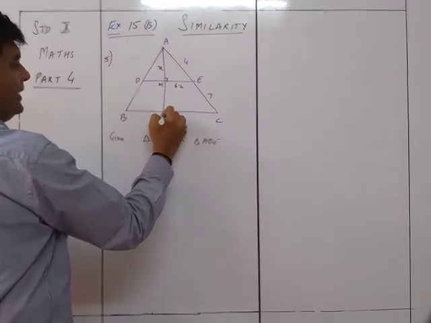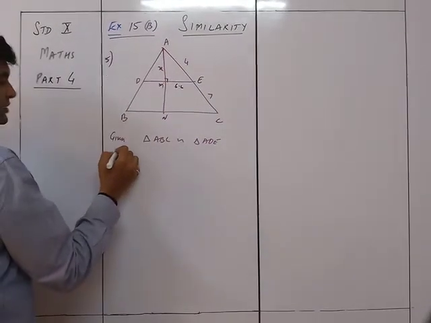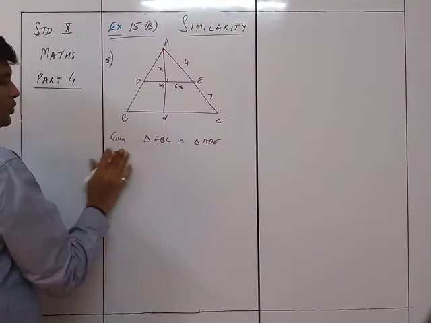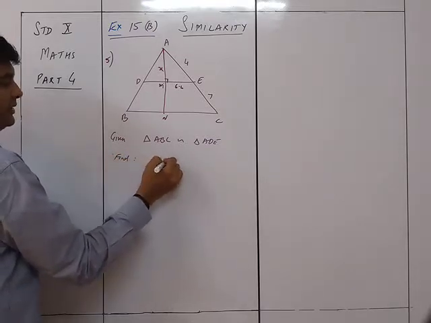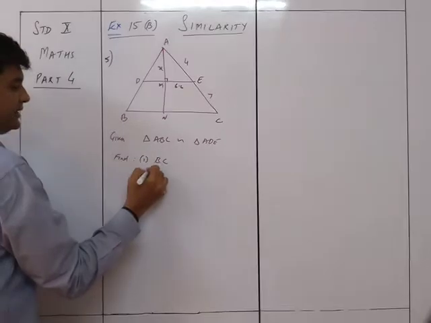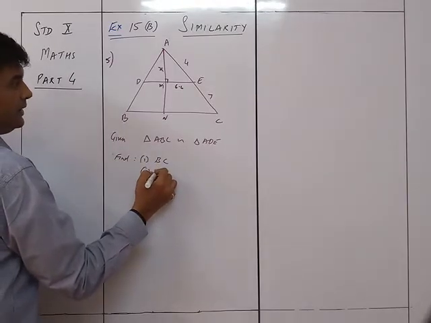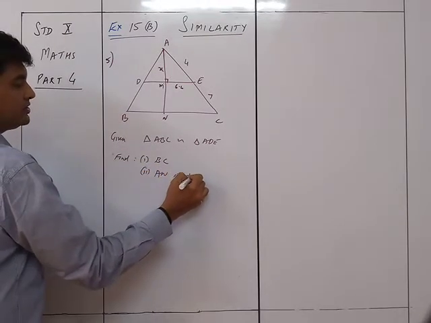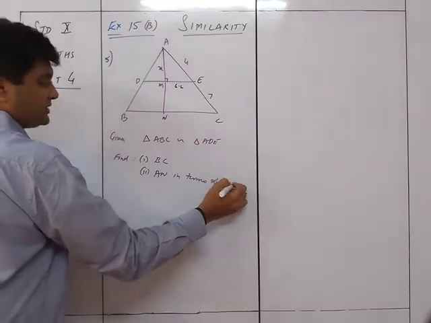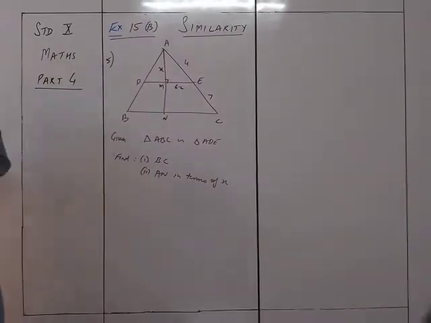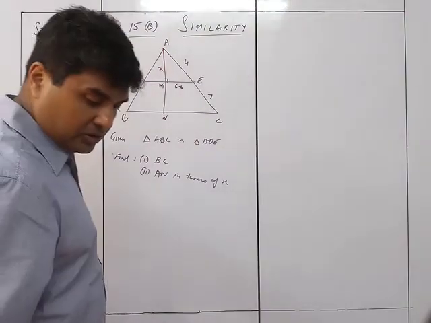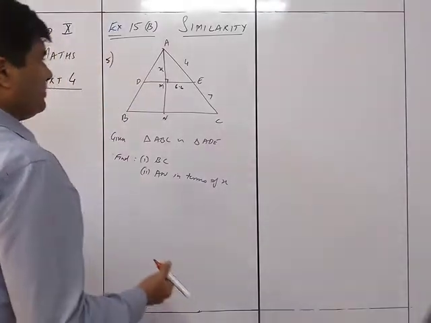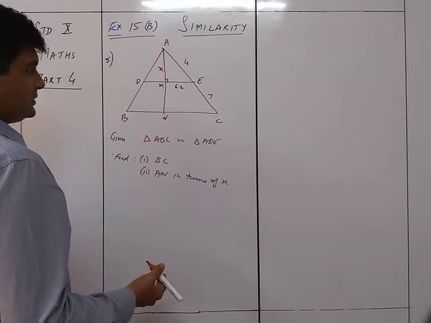So let's take M or N. First thing to find is BC, and second thing is AN in terms of x. Here the similarity is already proved; they have already said that it is similar, so it won't be any problem to us.